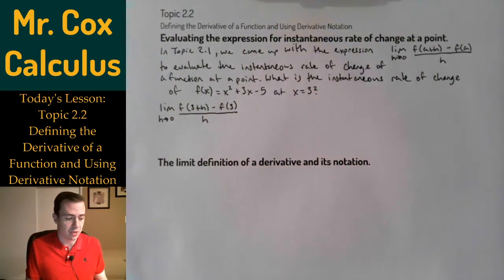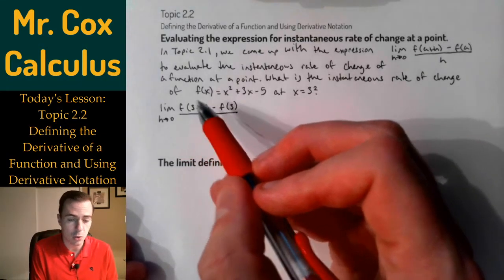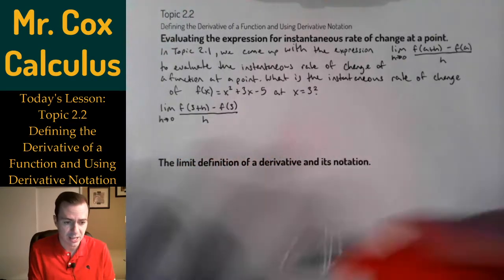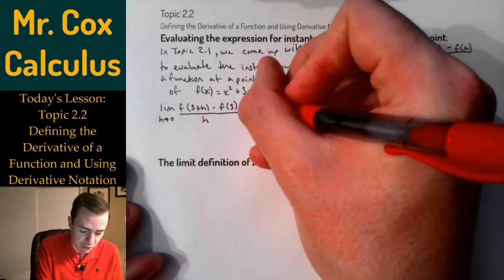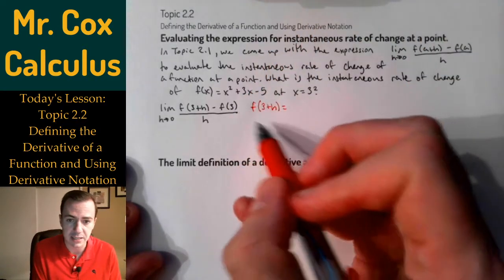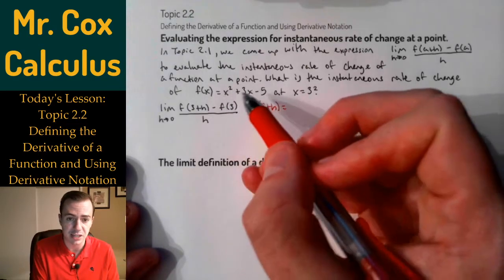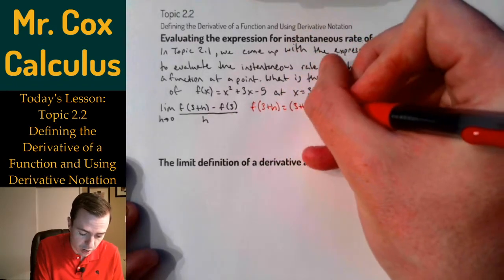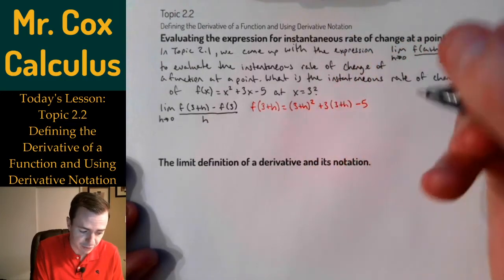One of the things that's going to be really nice is if we can do a little bit of bookkeeping. I'm going to do our bookkeeping in red because I need to know what f of 3 plus h is. Rather than substitute it all into this expression, let's figure it out off to the side. I want the function value at 3 plus h, because then I can substitute it in right here. That means substituting 3 plus h into every value of x in this function. So it's 3 plus h quantity squared plus 3 times 3 plus h minus 5.